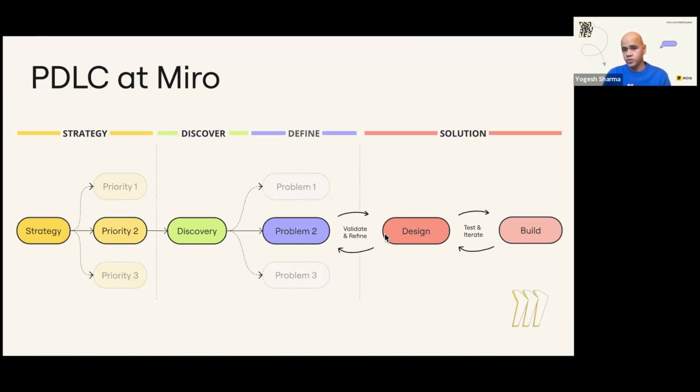Then we move on to the build stage, where again, it's not just that design is ready and we start building it. This is also an iterative process which happens over and over again. We build something, we test something, then we build again, we tweak something, and then we iterate.